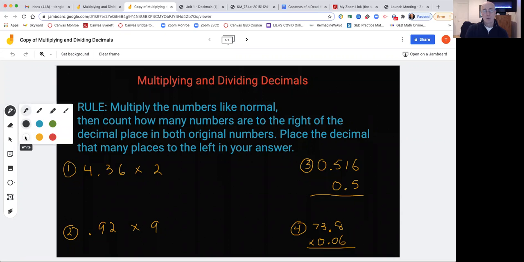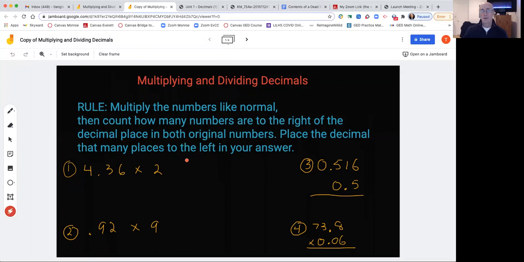Okay, the rule is that whenever you're multiplying a decimal, you're going to multiply the numbers like normal, like I have on my screen here. I've got this kind of cool little highlighter thing here. You're going to multiply the numbers like normal, and then count how many numbers there are to the right of the decimal place in both original numbers, and then you place the decimal that many places to the left in your answer. I know that's kind of a mouthful, but I'm going to show you what that means here.